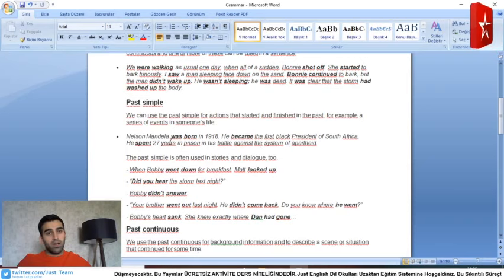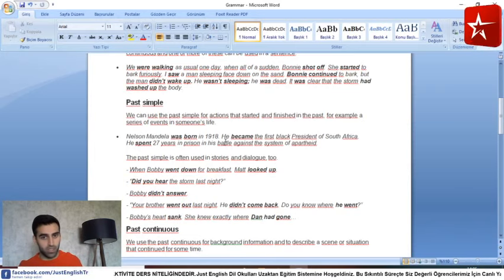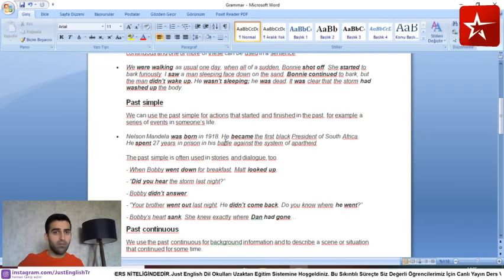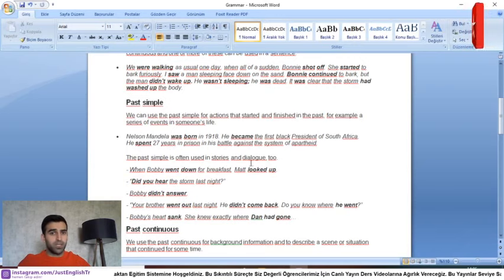Okay, so which tenses did I use? I used just past simple because all of the actions happened in chronological order: was born, became, and then he spent 27 years in prison. And the past simple is often used in stories and dialogue too, like you can see from the text here.